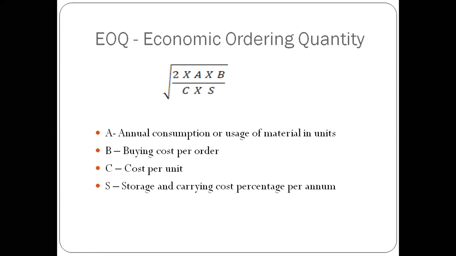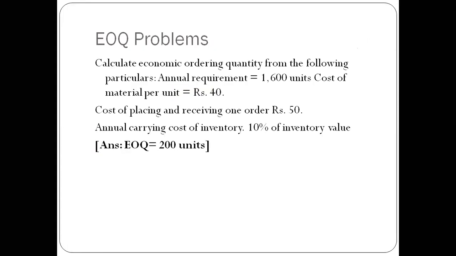So you can expect this in a 5 mark question very frequently. It will be asked in your question paper. Okay, now you can read the problem. Calculate economic ordering quantity from the following particulars. The annual requirement is given: 1600 units. Cost of material per unit is rupees 40. Cost of placing and receiving one order is rupees 50. Annual carrying cost of inventory is 10% of inventory value. The answer I will give is 200 units.